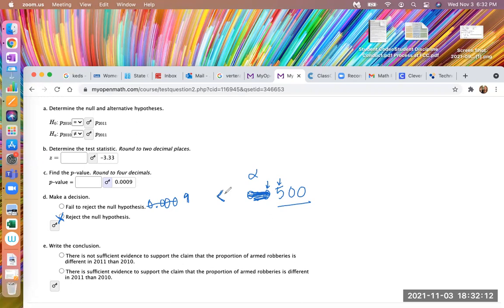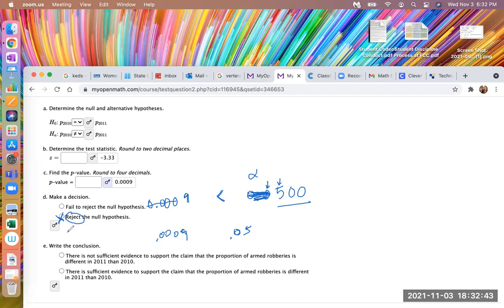So comparing 0.0009 to 0.05 was a lot like comparing 9 to 500. You notice that 500 was the larger number. And so sometimes that clears it up and you can say, oh yep, 0.05 is bigger, okay? So the next one says, so we reject the null hypothesis.